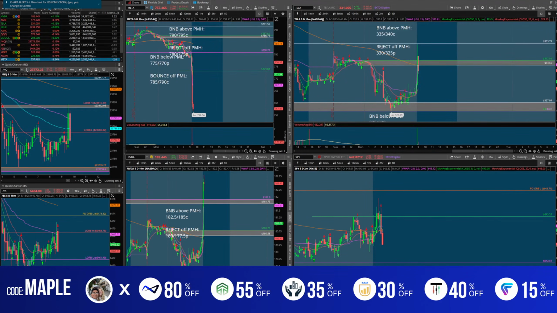Kind of drilling it here. I just don't like that rejection off VWAP. That is my thing. If a short's going to play out, obviously you need the CBC to flip.